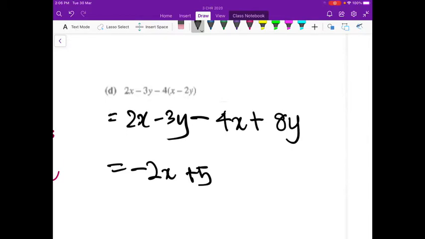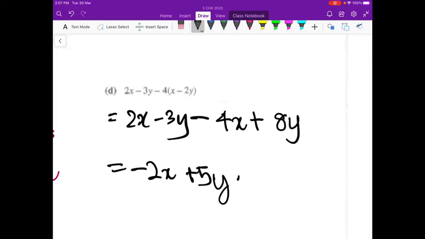Wait. Okay, so we have minus 4x plus 8y. Not finished what? Wait. Negative 2x plus 5y. Okay, so here we have the answer. Negative 2x plus 5y. Is this what all of you got?